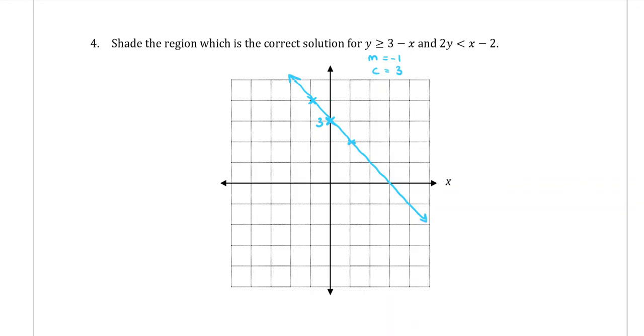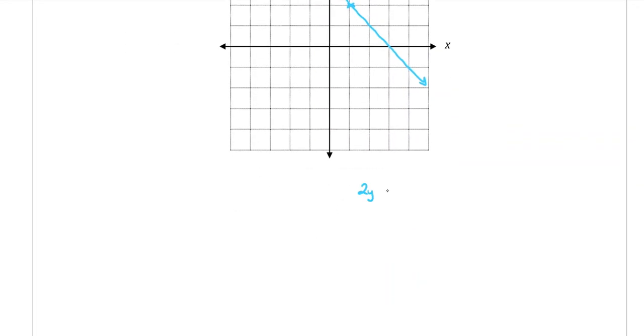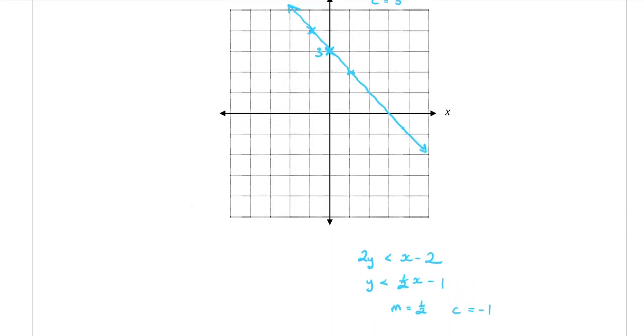2y is less than x minus 2. So let's go down here: 2y is less than x minus 2, because I need to divide by 2. So dividing by 2, I'd get a half x minus 1, so that I can read off that my gradient is a half and my y-intercept is -1. So putting that on here, the y-intercept of -1 is there. And then we are going to rise 1, run 2 to the positive side.